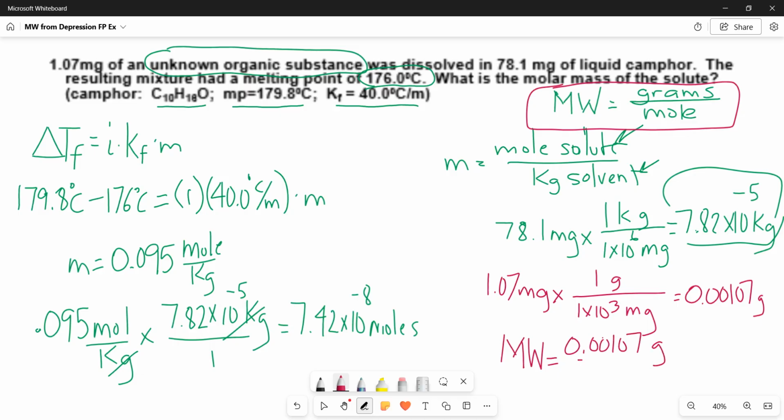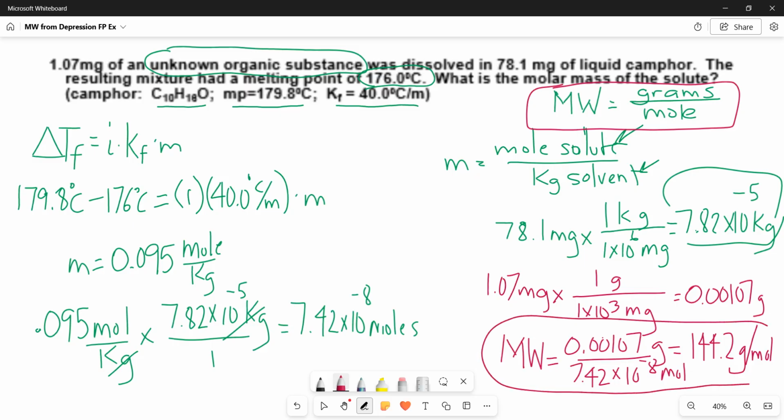So the molecular weight is going to be those grams, 0.00107 grams, all over the moles, which is 7.42 times 10 to the negative 8 moles. And my answer is going to come out to be 144.2 grams per mole. And that's the molecular weight of the unknown solute that we added to the camphor using depression of freezing point. I hope this helps.